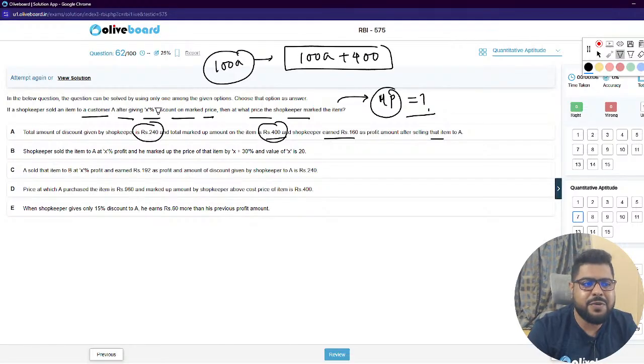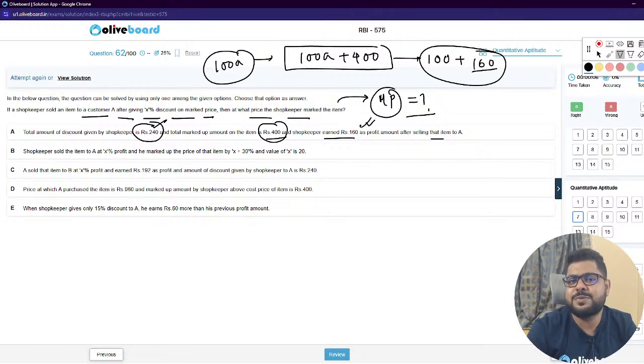They have given you a discount of 240. So the SP will be 100A plus 160. So definitely there will be 160 rupees profit. So it is normal. So you can never find the value of 100A. And if you cannot find the value of 100A, you can never find the value of MP because MP is regarding this. So this cannot happen.